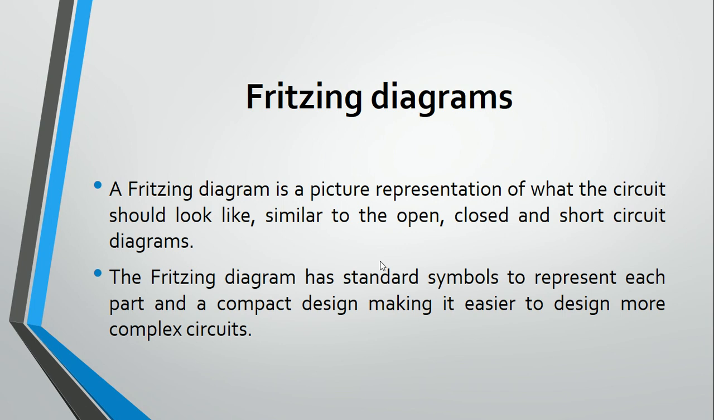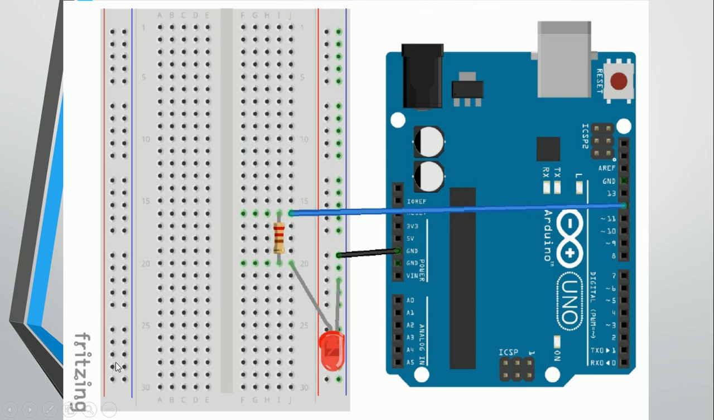For the sake of knowledge of the Fritzing application, a Fritzing diagram is a picture representation of what the circuit should look like, similar to the open, closed, and short circuit diagrams. The Fritzing diagram has standard symbols to represent each part and a compact design, making it easier to design more complex circuits. This is an example of a Fritzing output, in which you could create wiring for the Arduino board and breadboard and some of the electronic components that are put on the breadboard.